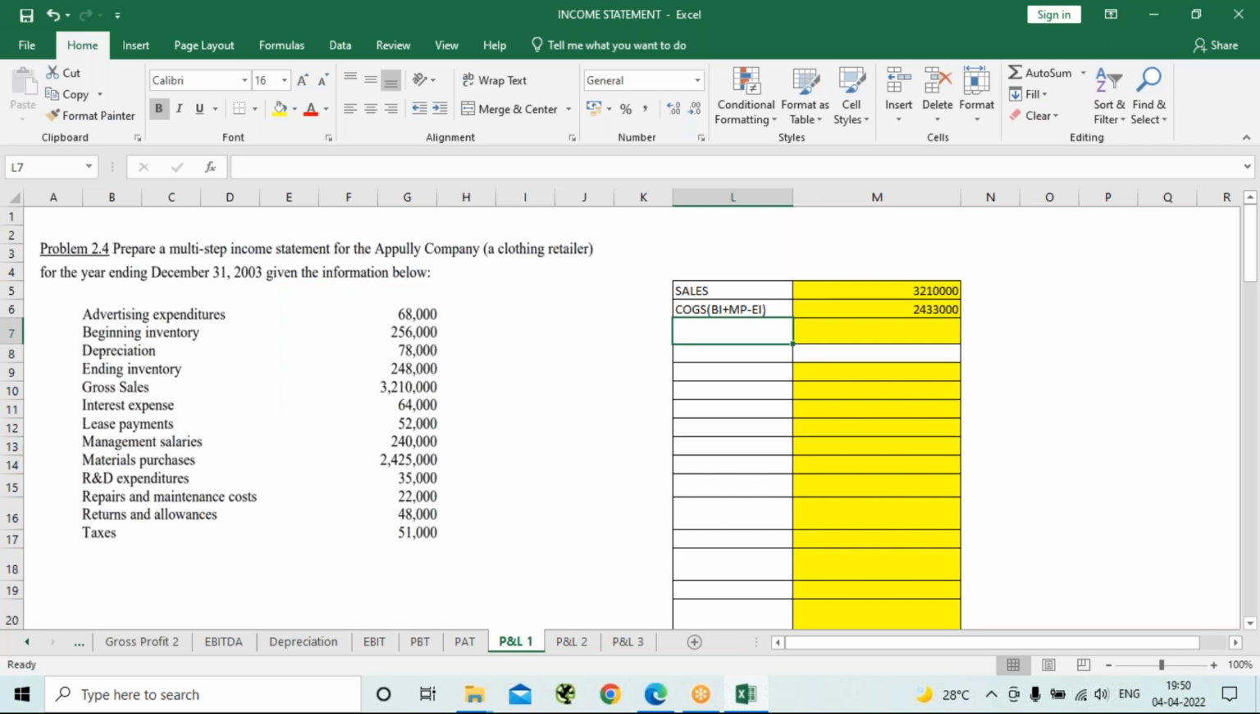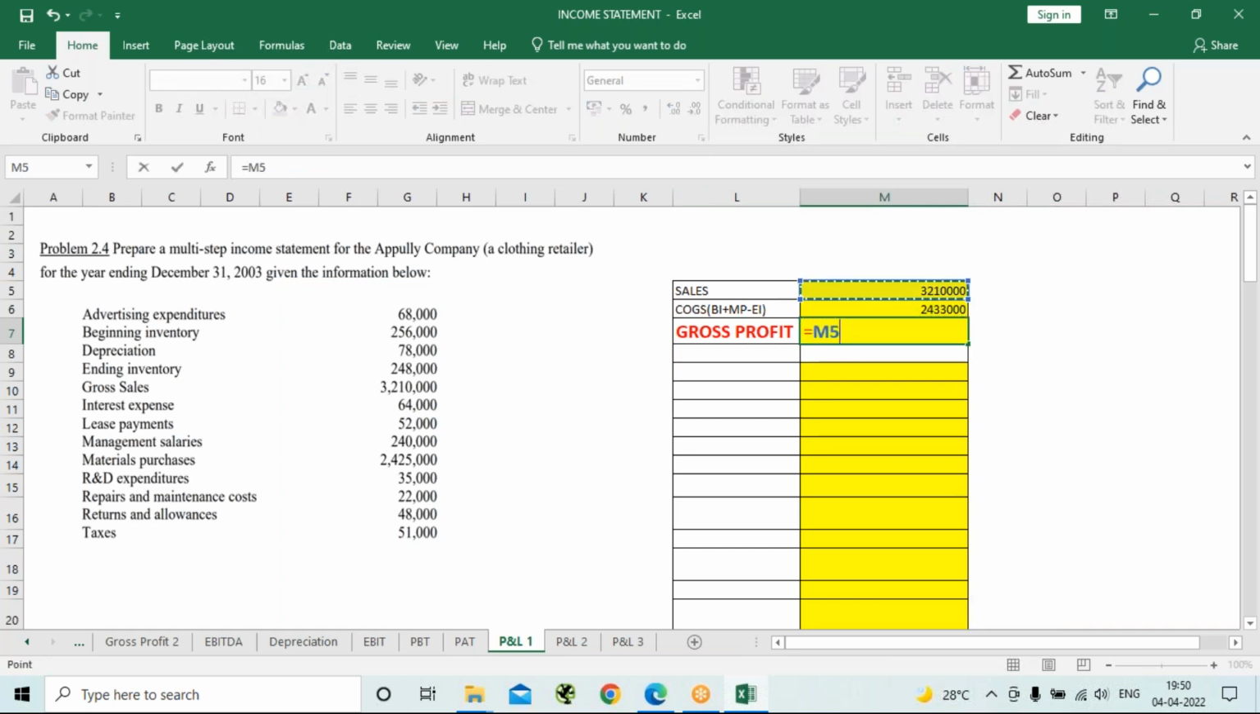No, 24 lakhs 33,000. So sales we had 32 lakhs 10,000, and here 24 lakhs 33,000. So this is called gross profit. This will be a calculation of sales minus COGS value, that is 7,77,000.